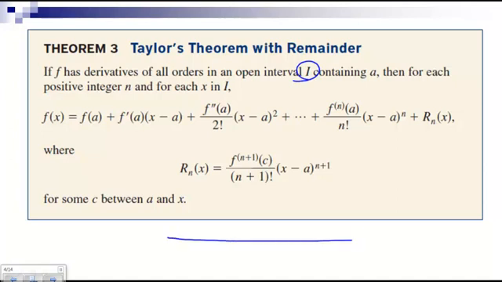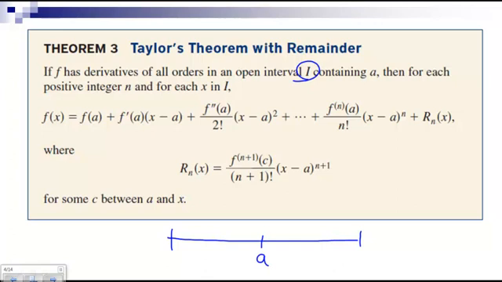I've got an interval I, and then right smack in the middle of it, let's put a, the center value. If f has derivatives of all orders in an open interval I, all orders, that means I know the first derivative, the second derivative, the third derivative, the fourth derivative. I know all the derivatives for this function on that interval. For example, on sine and cosine, we know all the derivatives ad infinitum, right? Yes.